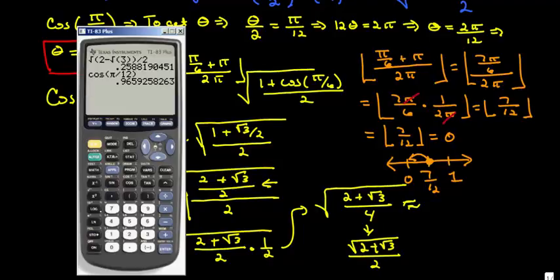So let's try this again. So square root of 2 plus square root of 3. There we go. Oops. We'll divide that guy by 2. There we go. There's the right answer. So 0.966.